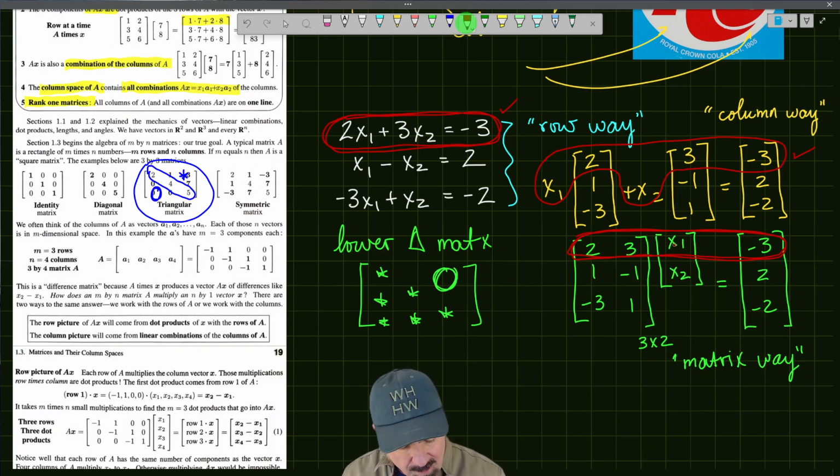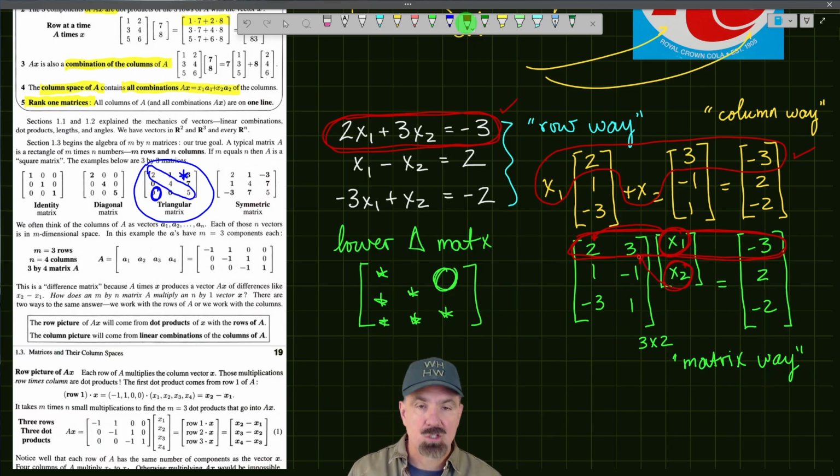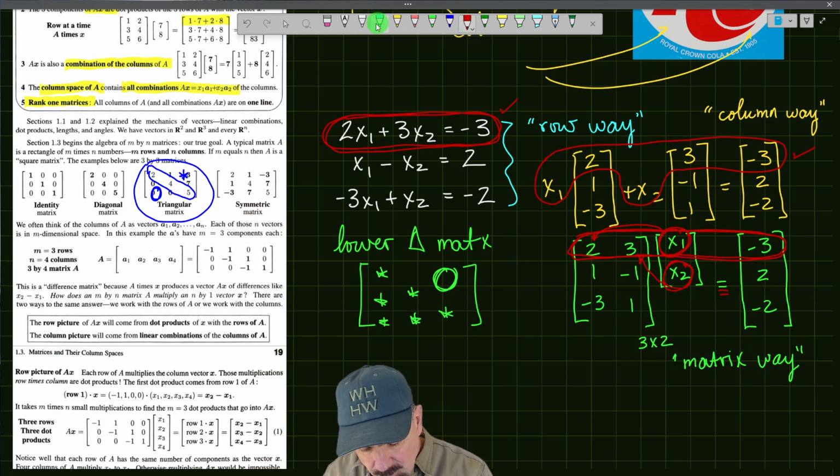And let's just talk about this. This is the row way of thinking about the dot product. We're going to take x1 and multiply it times 2. And we're going to add that to x2 multiplied times 3. And then that's going to be equal to negative 3. And so we have that top equation. And every row is an equation. These all line up, of course.